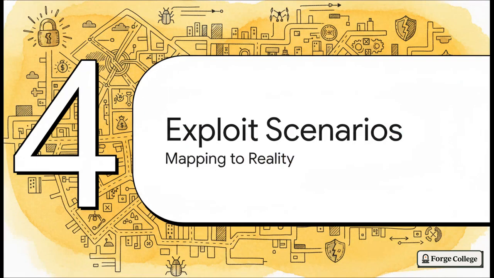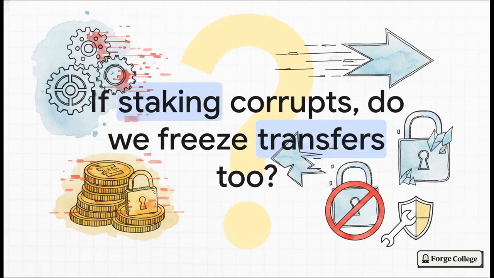Part 4. Real-world exploit scenarios. Let's map this theory to reality. Imagine a mid-complexity ERC token that has both staking and slashing mechanics. Suddenly, a nightmare bug corrupts the internal staking math. Ask yourself right now, do we freeze token transfers too? No way. Absolutely not. If the staking math is broken, freezing transfers is just unnecessary collateral damage. Users should still be able to trade or exit on decentralized exchanges even if staking is paused.